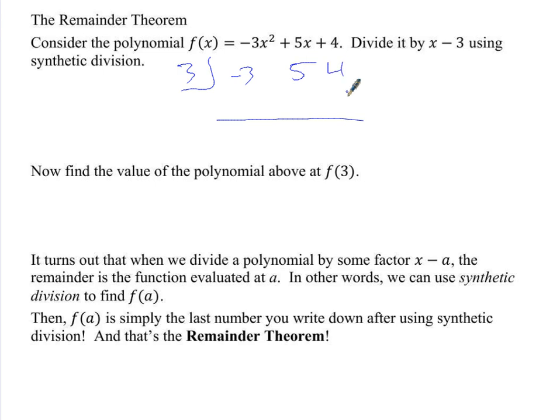Do synthetic division. Bring the negative 3 down. I get negative 9 here. Add, and I get negative 4. I get negative 12. Add, and I get negative 8. So I have a remainder of negative 8.